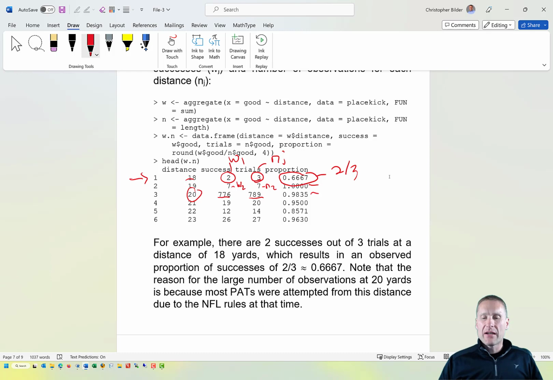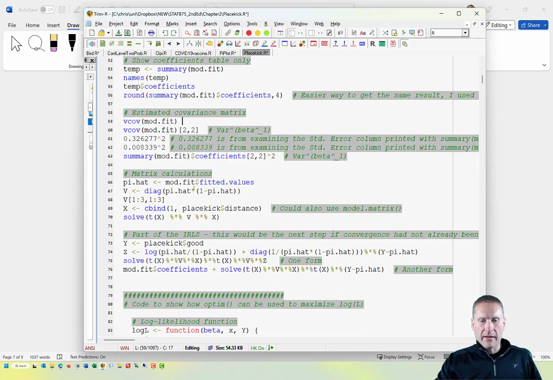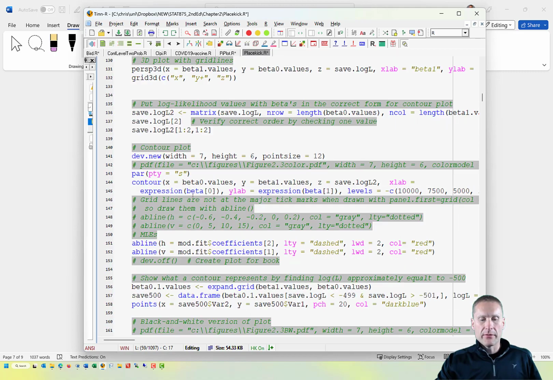So how do I get the data in this format? Let me jump on over here to 10. And let me find the corresponding place in my code.